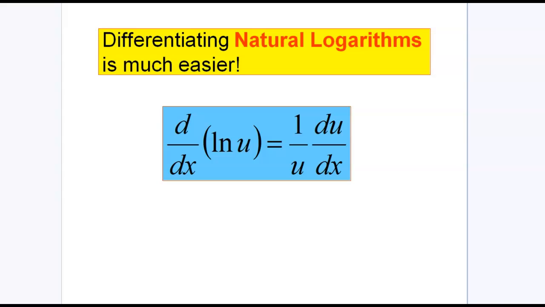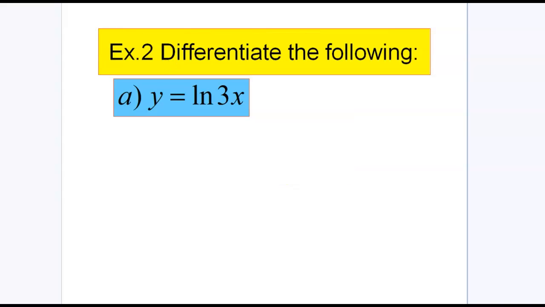Okay, the natural logarithm is much easier. The rule for the natural logarithm is 1 over the function within the logarithm times the derivative of the function. I do not have to divide by ln of the base, which would be ln e, because ln e is equal to 1. So to take the derivative of this, it's going to be 1 over 3x times the derivative of 3x, which is 3. And this ends up being 1 over x.